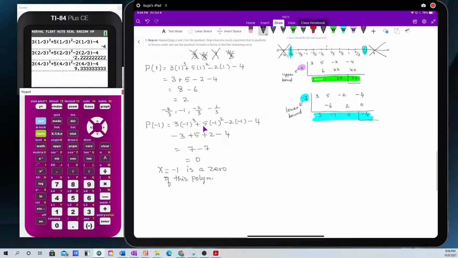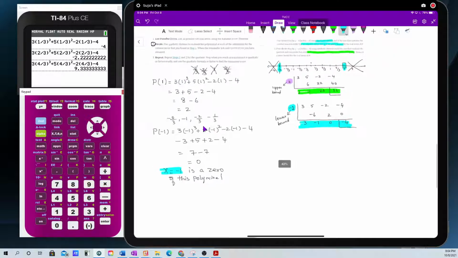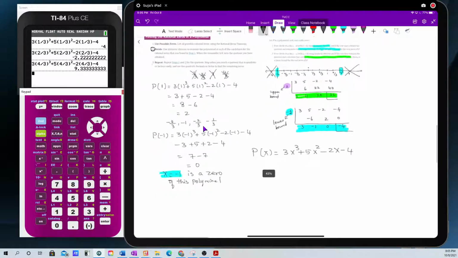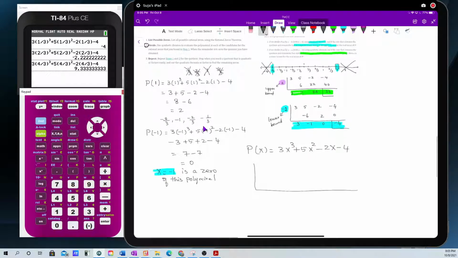So the one answer I'm looking for is x equals negative 1. Now the next step would be to take this number, x equals negative 1, and bring the polynomial that was given to us, 3x cubed plus 5x squared minus 2x minus 4, and do step 2, which is synthetic division and divide it by negative 1, just to confirm that the remainder is going to be 0.